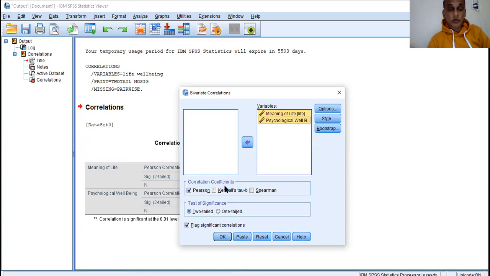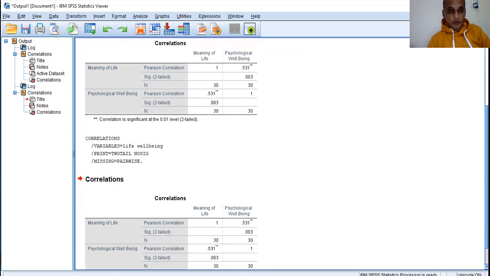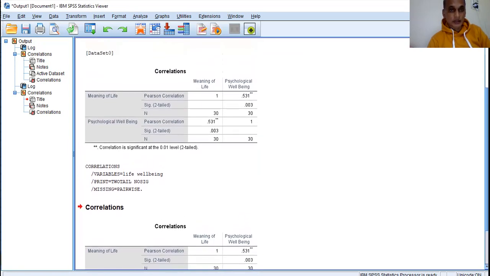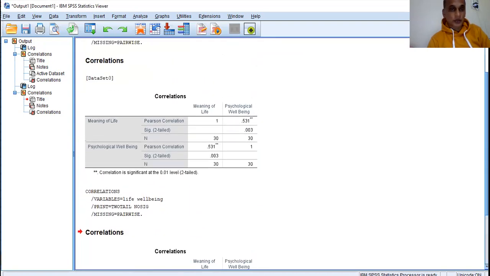We are going for the Pearson correlation coefficient. And why so? It is coming by default because both these variables are in scale form. And this test of significance is two-tailed because this correlation can be either inverse, which is also known as negative correlation, or direct, which is also known as positive correlation. So I'll click on OK. And the moment I click on OK, I'm getting the output answers in my file. Twice I've done it, and therefore I've got two values there.